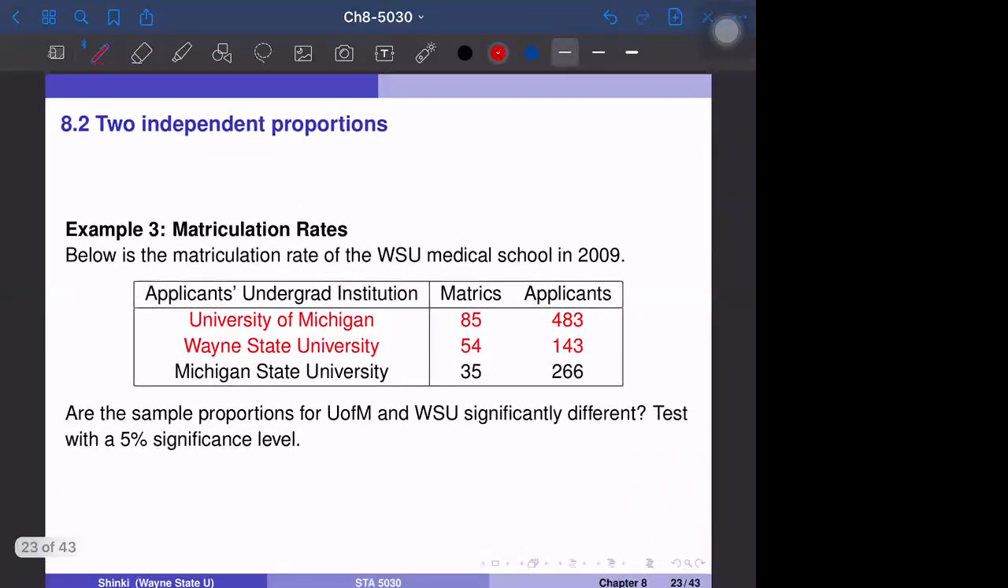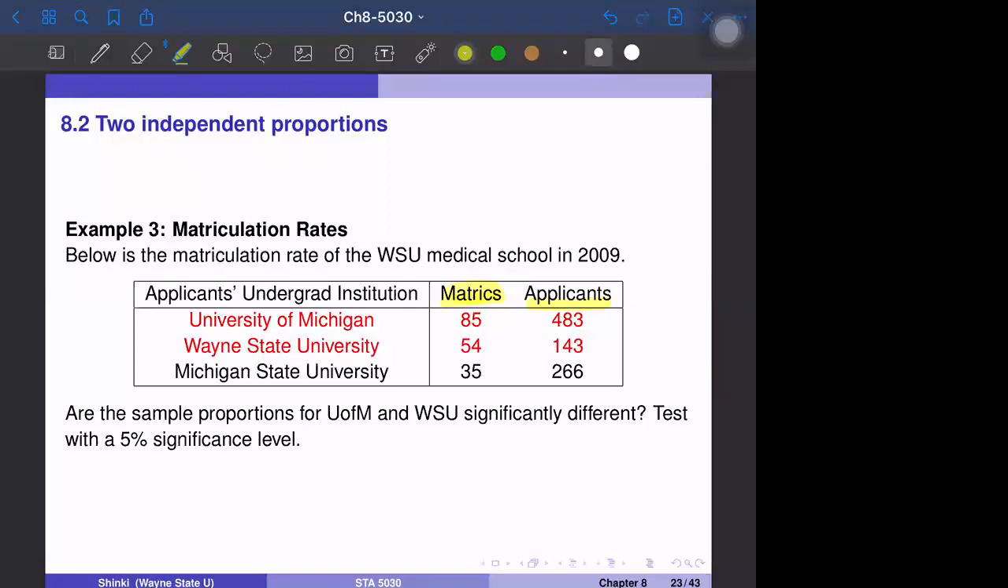And another example: matriculation rates. This was on the website at Wayne State. Now we don't have this kind of valuable data set for admission statistics for medical school. But okay, this is the matriculation rate of Wayne State University Medical School in 2009: applicants and the actual number of students who entered the college, not necessarily admitted. Only a part of admitted students are actually enrolled in the college. So this is the enrollment.